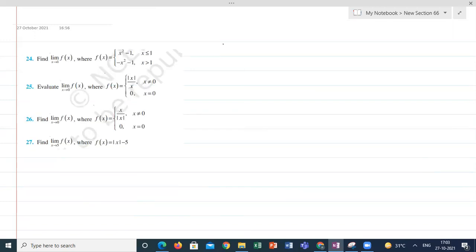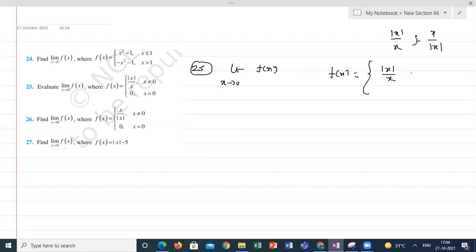Sorry. This is called an identity function: mod x by x, or x by mod x. These functions are called identity functions. So this is also a piecewise function. In the 25th question, find the limit as x tends to 0 of f of x, and f of x is like this. f of x is mod x by x for x not equal to 0, and 0 for x equal to 0. So how to do this question?